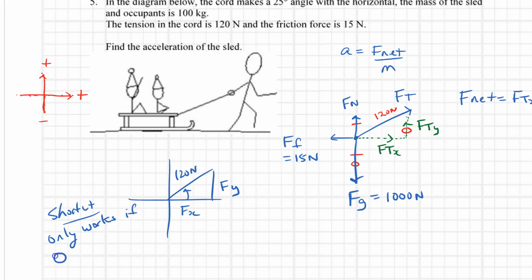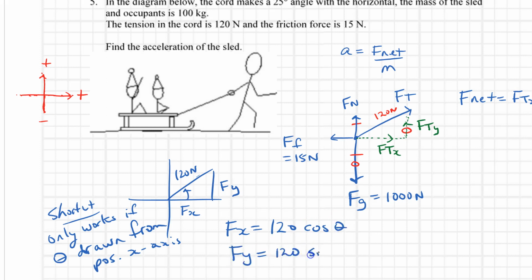if theta is drawn from the positive x-axis. For example, if we had another one and the direction was there, this would be my angle, so it would be something greater than 90 degrees. If it was here, we could say that was my angle. But this is a really nice little shortcut. So I could say Fx is going to be equal to this 120, whatever that force was, multiplied by the cos of the angle. And the y is 120 times the sine of the angle.